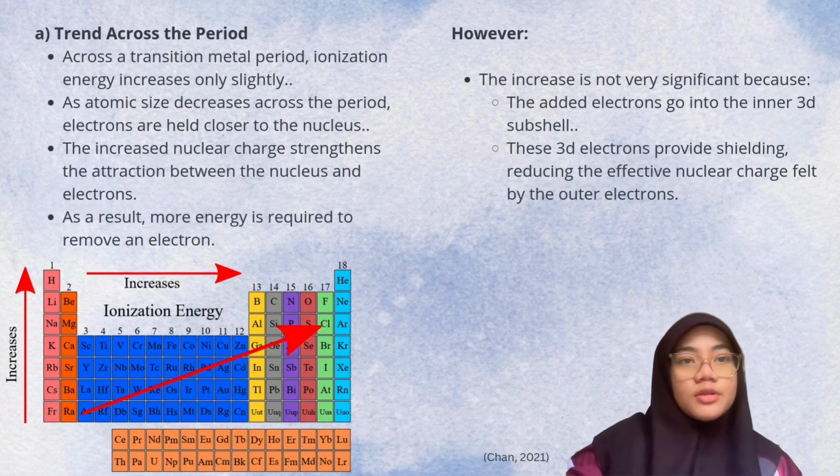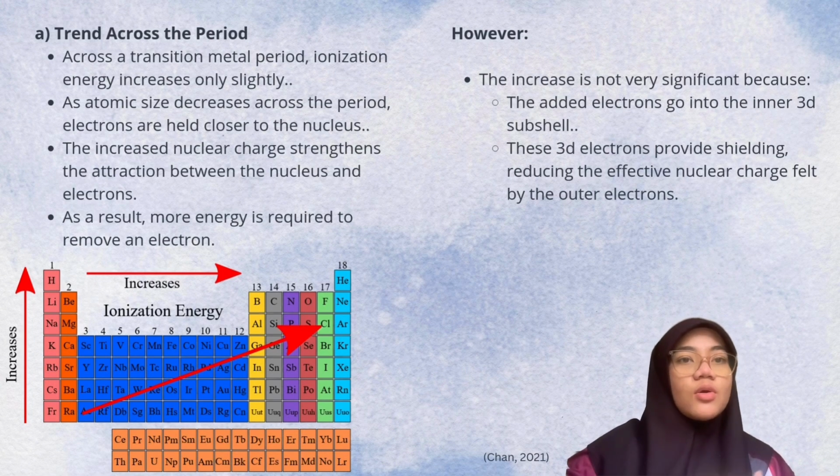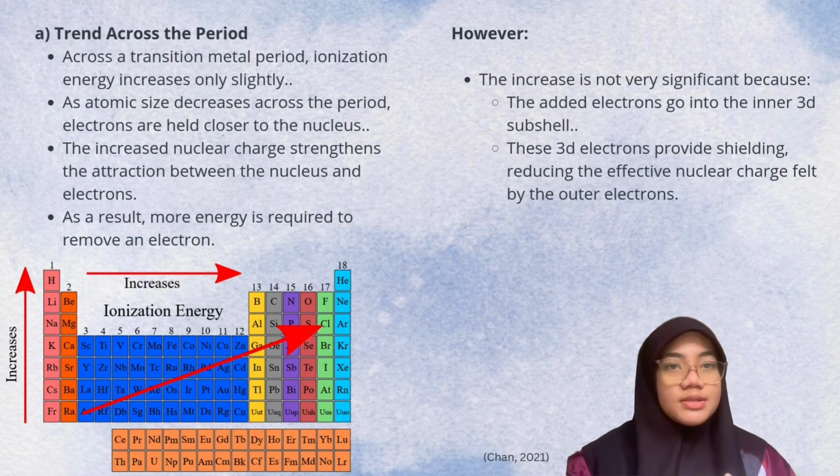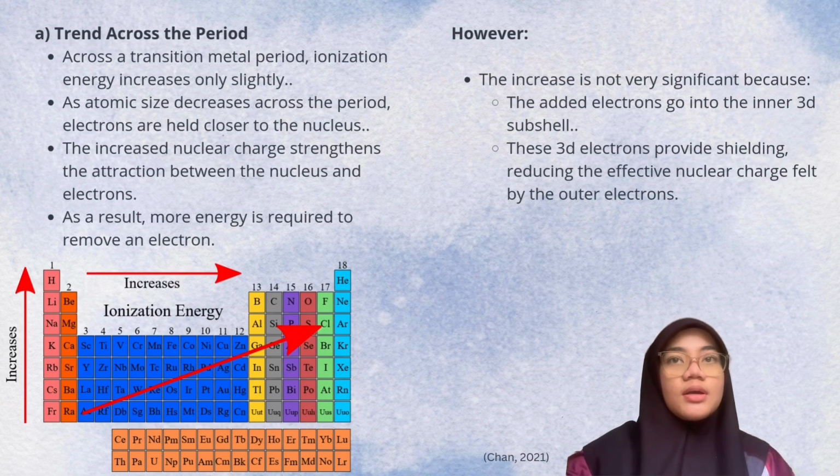Across a transition metal period, ionization energy increases only slightly. As atomic size decreases across the period, electrons are held closer to the nucleus. However, the increase is not very significant because the added electrons go to the inner 3d subshell, and these 3d electrons provide shielding, reducing the effective nuclear charge felt by the outer electron.